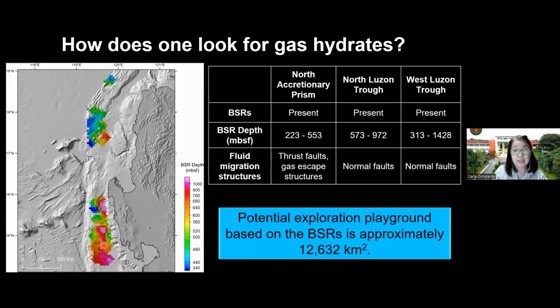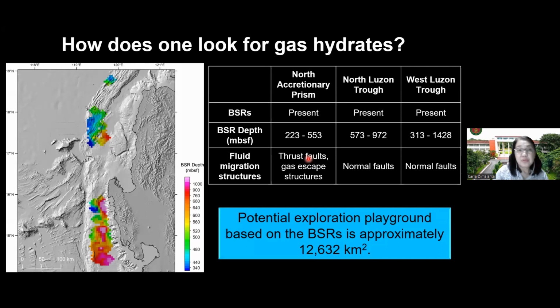So it's very variable. It's also very interesting to note that there are possible fluid migration structures, meaning if there are cracks in the rocks in the subsurface, then the gas could potentially migrate or escape through those cracks. Kaya that's the reason why I also was pointing out the thrust faults and the normal faults that were delineated in some of the seismic sections.